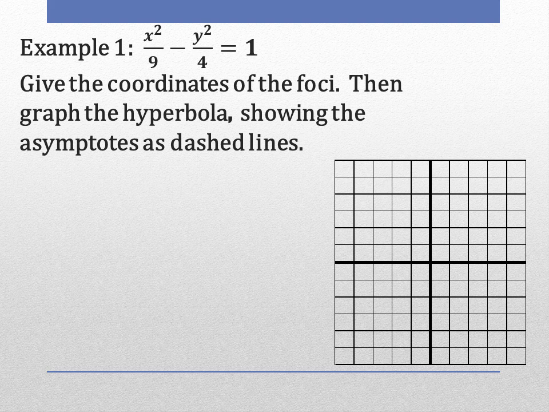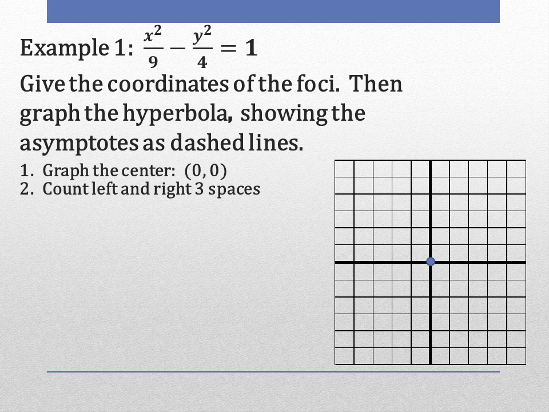Now, the first thing that we're going to do is graph the center. That is the first thing that needs to be done. And the center is 0, 0. There are no numbers subtracted from x or y, so we are going to use 0, 0 as our center. And then we're going to count left and right because the x is the first variable in our formula. So the square root of 9 is 3. So we're going to count left and right 3 spaces.